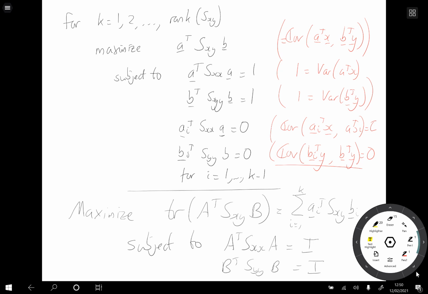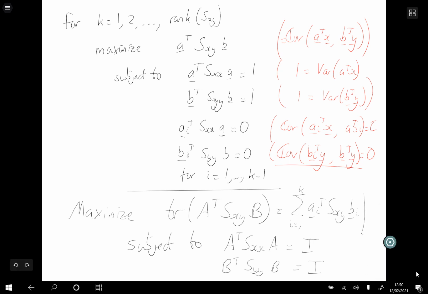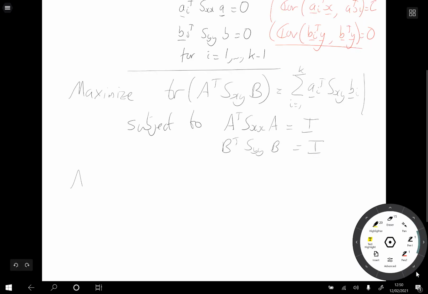So this is writing down the problem in the same way we wrote PCA and the way we wrote it at the introduction to this part of the module, as maximizing some functional of the data subject to some constraint on some matrices. Where here in this case we've got our matrix A, which is going to be our column vectors A_1 up to A_k, and similarly B is going to have columns B_1 up to B_k.